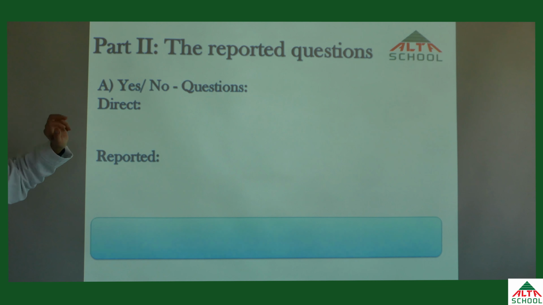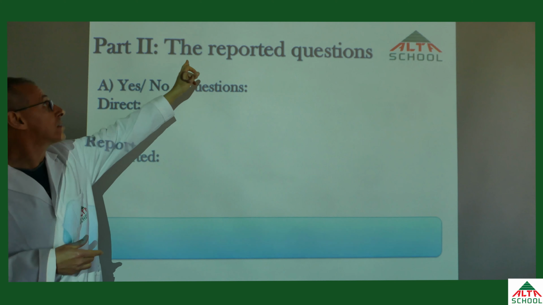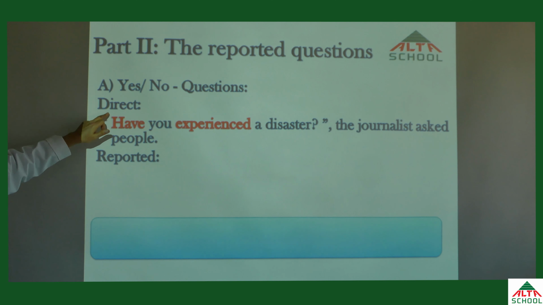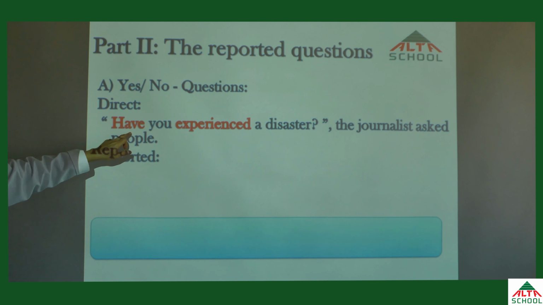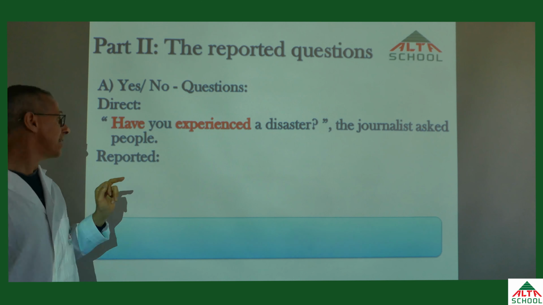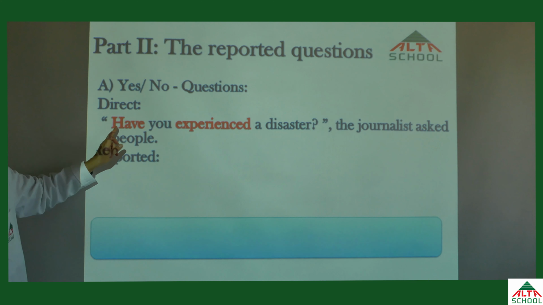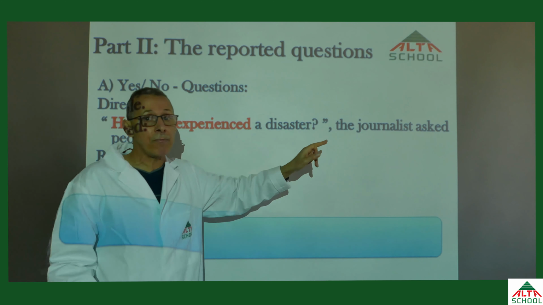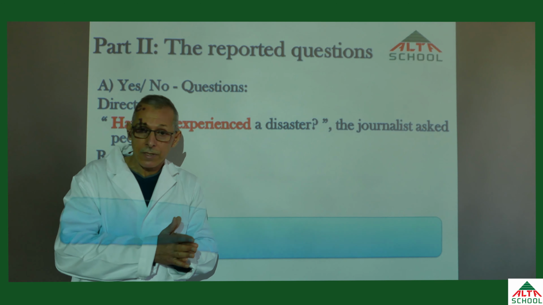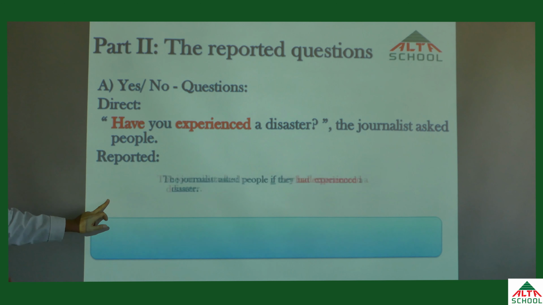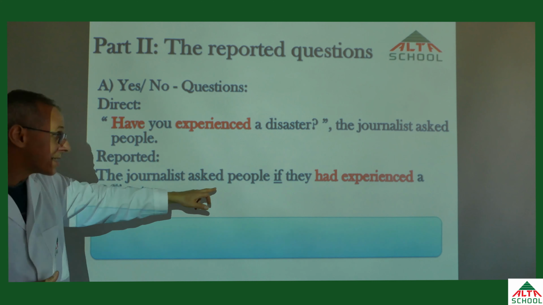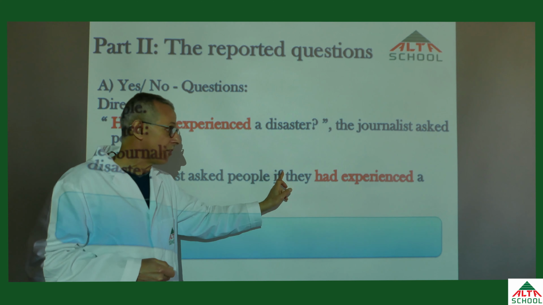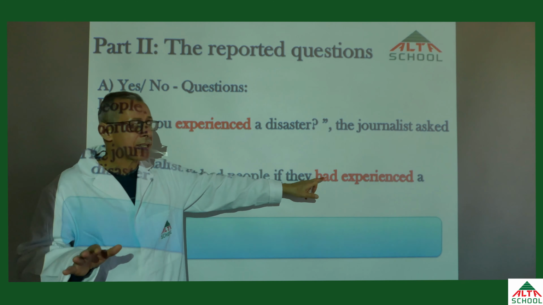Now we are going to focus on questions, on how to report or the reported questions. First of all, we start with yes or no question. So let's study this sentence in direct speech, or this quote. Have you experienced a disaster? The journalist asked people. Alright? So here it's yes or no question, or we call it also auxiliary question, because there the answer can be either yes or no. So when we change it to reported speech, we say the journalist asked people if. So here we have to insert a new word which is if, and we still keep the same changes of the tenses.